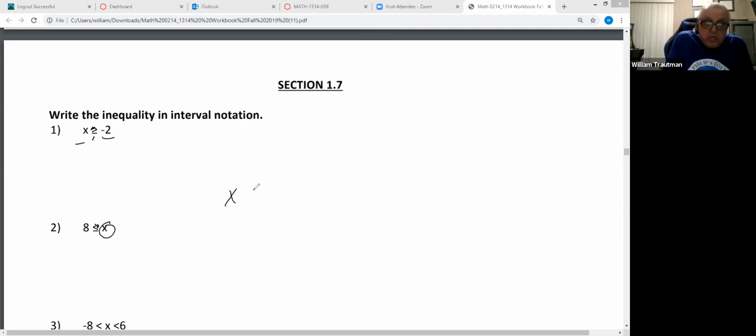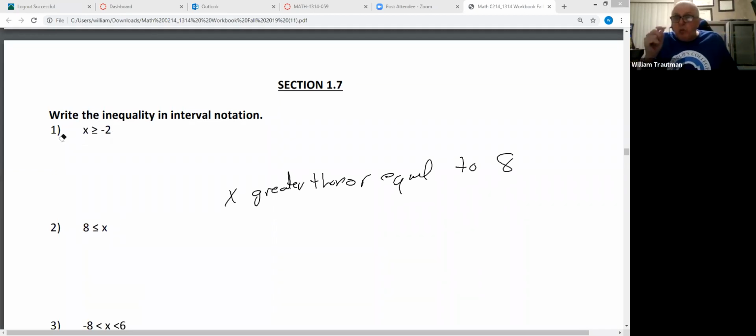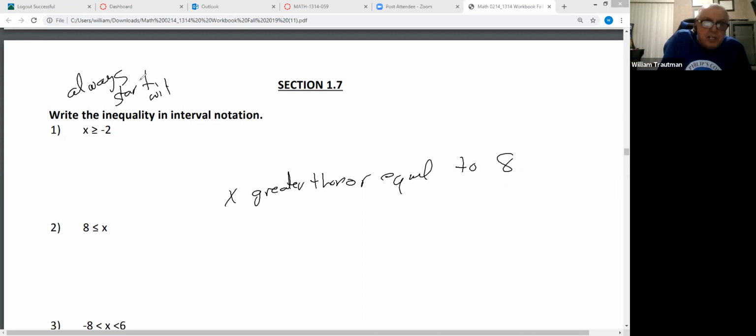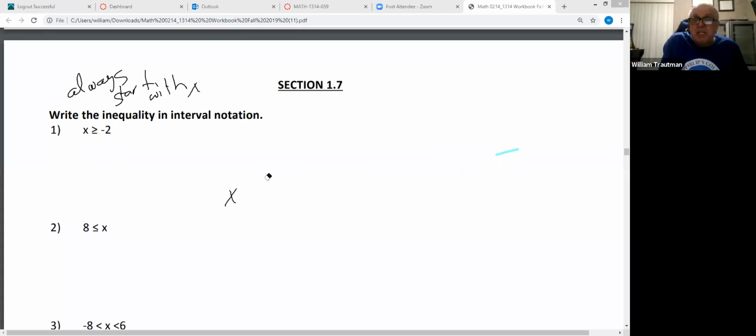X is greater than or equal to 8. So you have to read these backwards if the X is on the other side. You always start with the X. So when you read these, always start with X, okay? Really important. And that's going to help us. Number 3, something different. So now that we know how to read these, I want to graph them also.